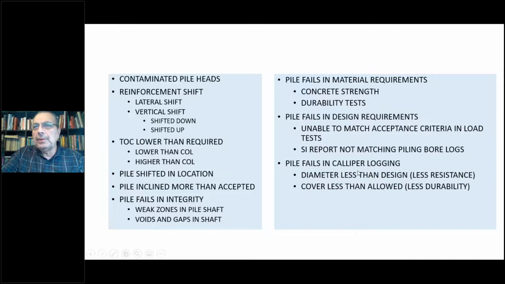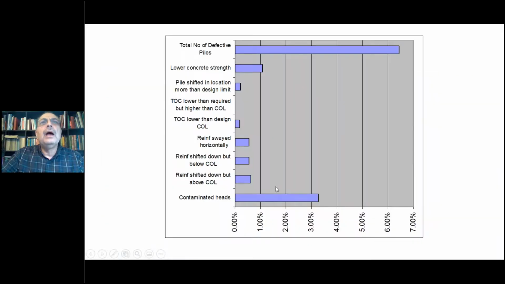Piles may fail in caliper logging, so you have larger diameter, smaller diameter. You may have problems later on in the cover for durability. I have checked many projects, and I got these percentages. So I have the total number of defected piles. It's around 6 to 7%, and these are the percentages of different types of defects.